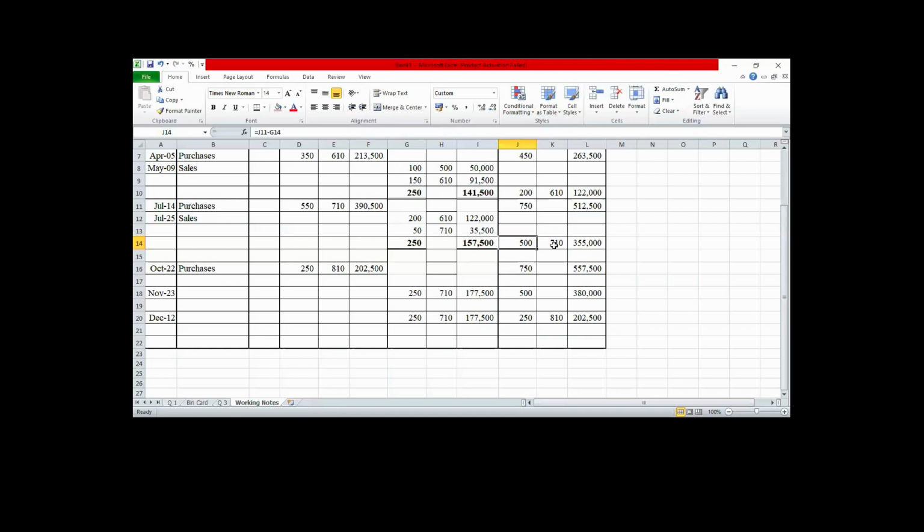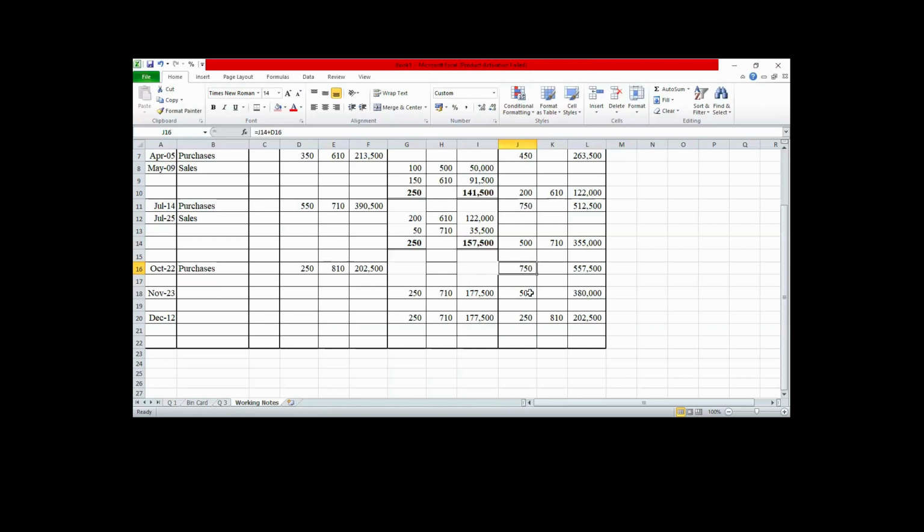Is it clear? Look at it yourself now. You have 500 here. You bought another one in October. You have 750. And what you are using is first in, first out. You can't sell the new one. You must sell the old one first, before the new one. And in November, you issue out 250.